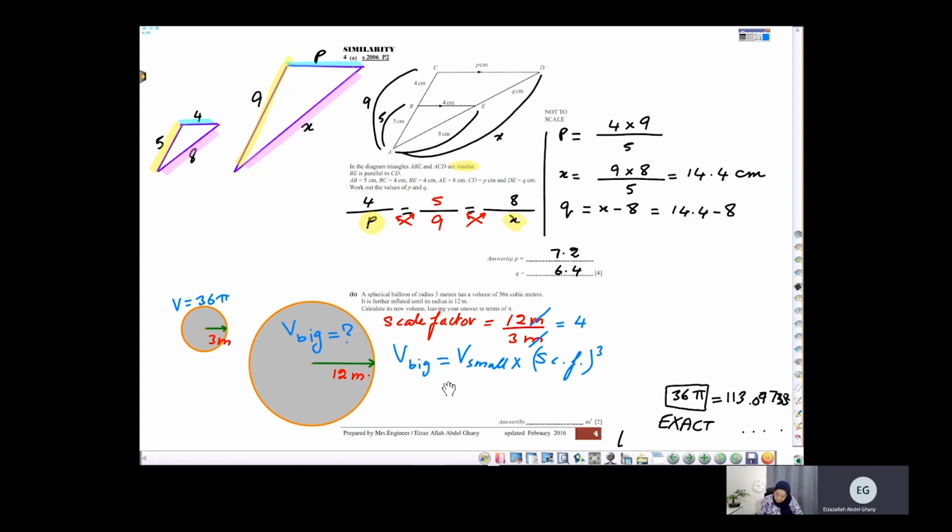Now, the smaller volume is 36 pi, and you multiply it by 4 cubed. So 36 times 4 cubed is 2304 pi meter cubed. I fulfilled the requirements of the question because he wants the final answer in terms of pi.